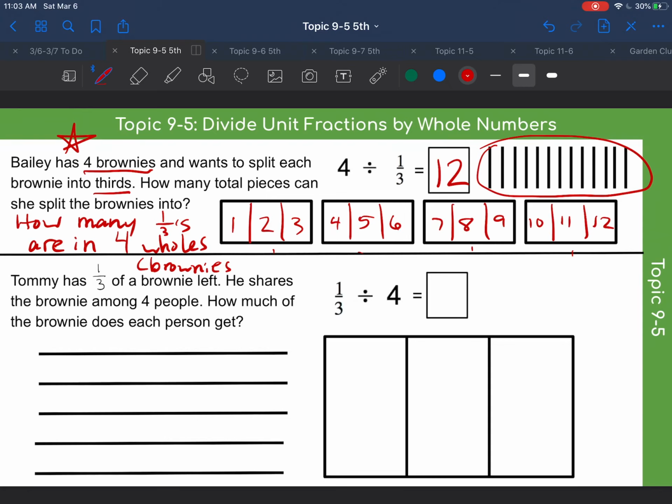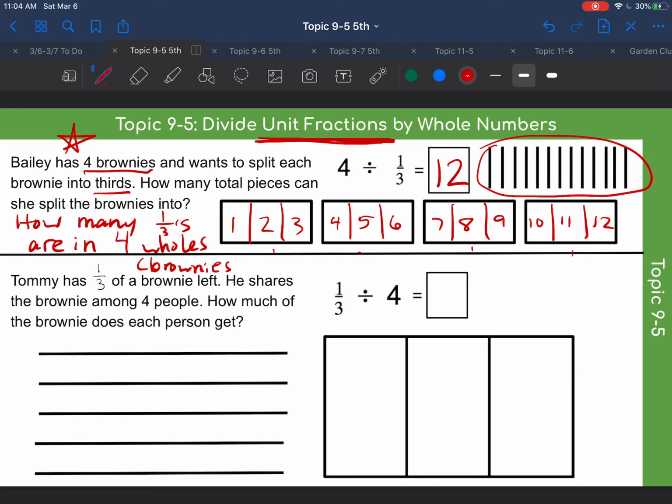All right, so that was all about dividing whole numbers. So starting with that whole number and dividing it into fractional parts, and seeing how many tiny little fractional parts there are. Now today we are going to be talking about dividing unit fractions by whole numbers, which we talked about on Friday. And remember, a unit fraction is when the numerator of the fraction is a 1. So 1/3, 1/4, 1/5, 1/6, etc.